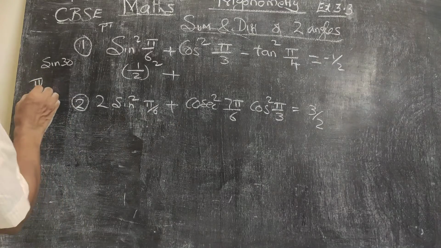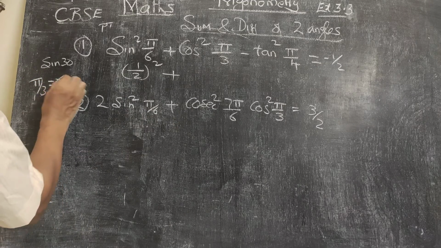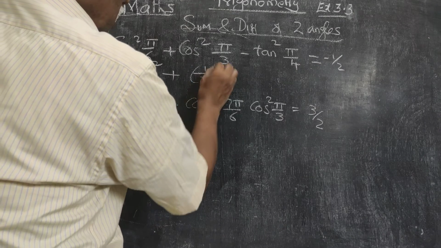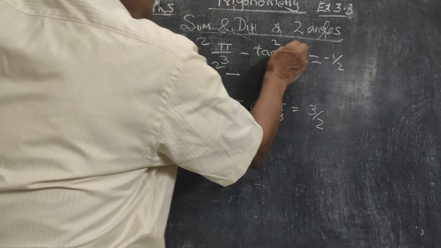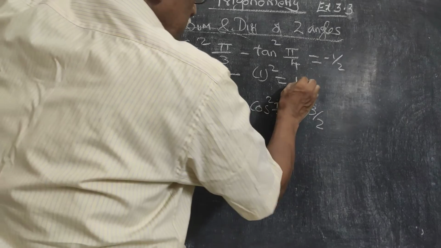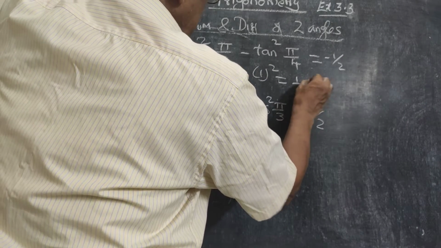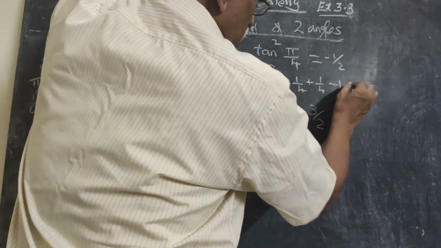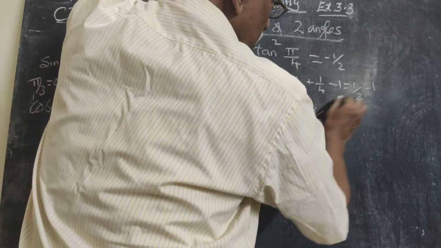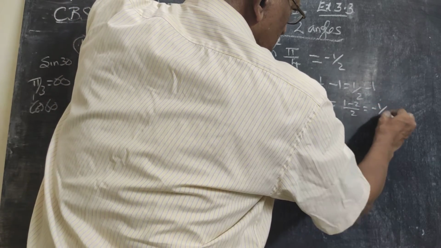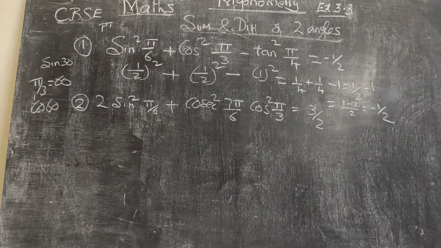Pi by 3 is 60. Cos 60 is 1 by 2. So this is 1 by 2 the whole square. Tan pi by 4 is 1. So 1 the whole square. 1 by 2 the whole square is 1 by 4, and this is again 1 by 4 and minus 1. 1 by 4 plus 1 by 4 is 1 by 2 minus 1. So this is on LCM, 1 minus 2 by 2, that is minus 1 by 2. Very simple one.